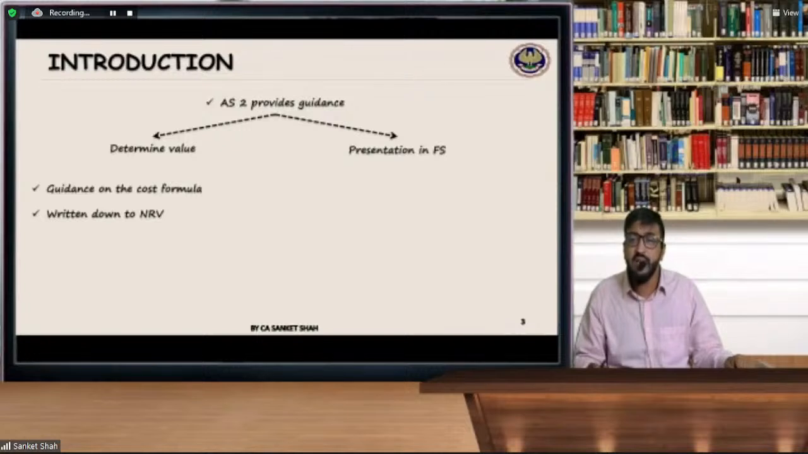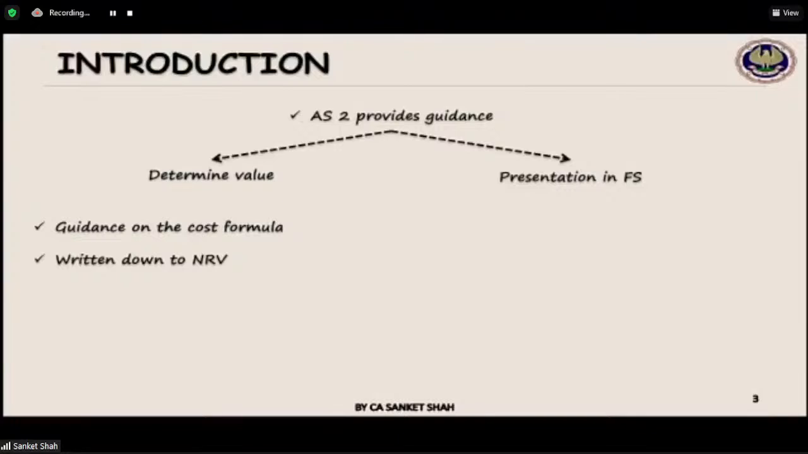Sir, what is net realizable value? The valuation is cost or NRV, whichever is lower. Sir, what is the calculation? How to calculate net realizable value? That we are going to understand over here. Next one. I hope you got the concept that AS 2 provides guidance. So take a screenshot, quickly take screenshots. Yes, take a screenshot of AS 2 provides guidance for determining the value.